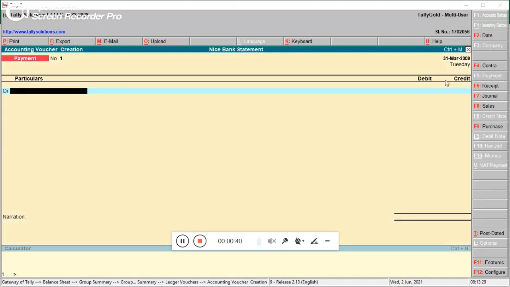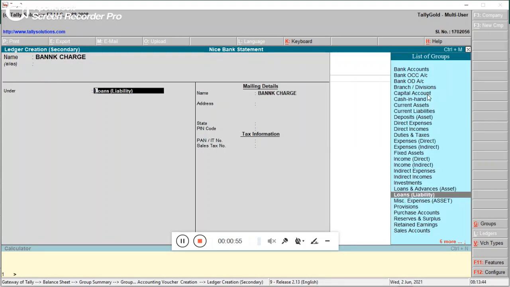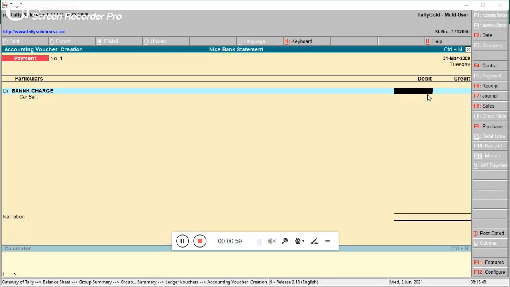You put the date of transaction. Right now, you don't put the date of transactions because whatever I have given you is an education version. You directly pass the entries. Okay, so I'll press Alt C here. I'll create an account, bank charges. Charges under what? Indirect expenses. How much? 148.